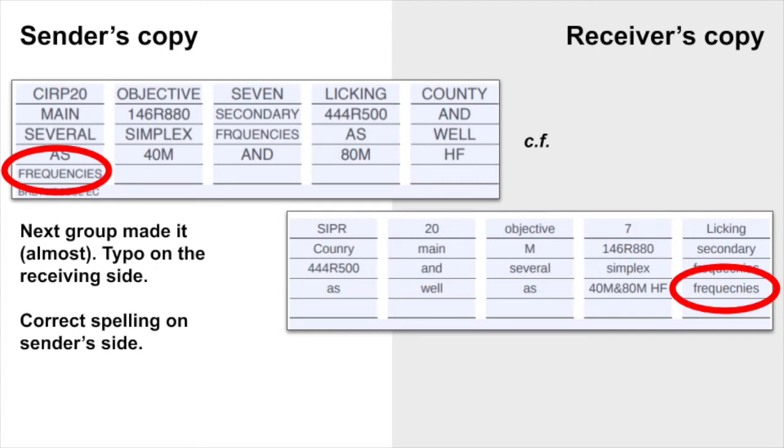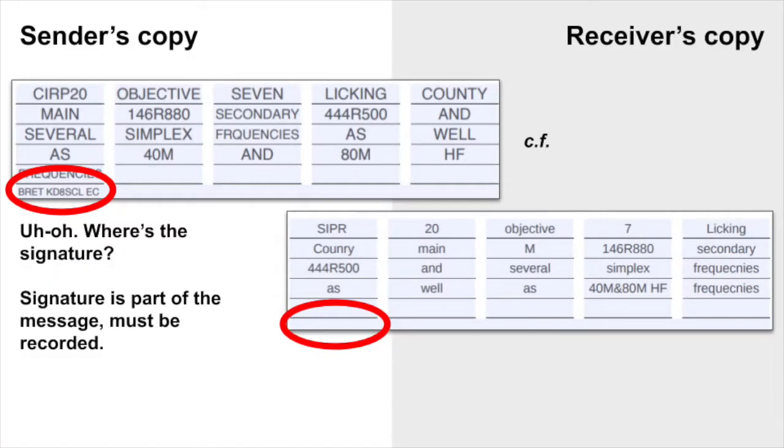That's the word frequencies, but again, there is a typo. This time it's only on the receiving station side. It is correct on the sending station side. So let's take a look at the signature. Here it is on the sender, and on the receiver side, it's just gone. There isn't one.